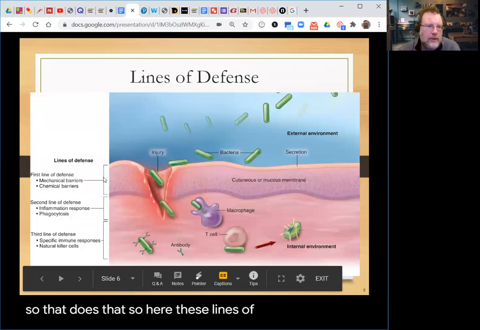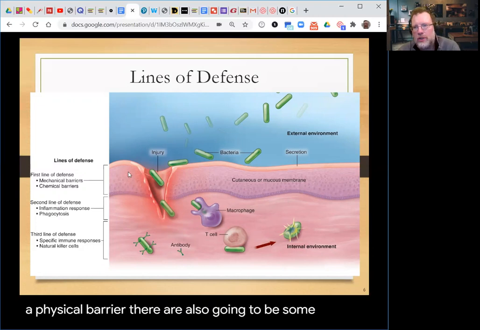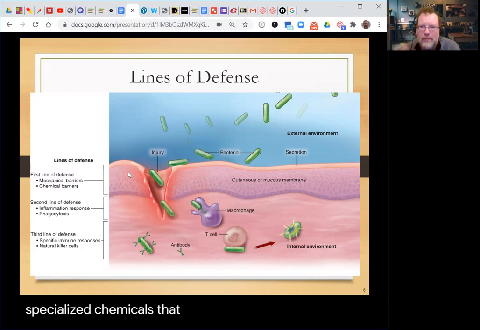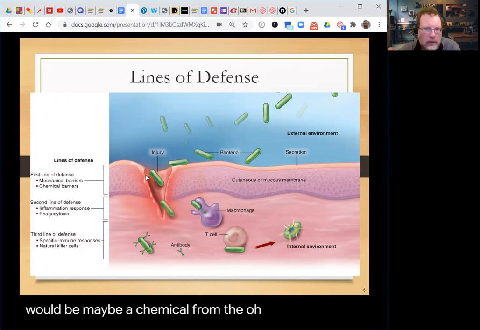So here are these lines of defense I've been mentioning. We see the first line of defense involving some sort of cutaneous or mucous membrane, a physical barrier. There are also going to be some specialized chemicals that may help, again, to keep some of these bacteria at bay. So we do have some antibacterial capabilities, some chemical barriers contained within those. We'd see maybe sebum, a chemical from the oil glands. But anyway, first line of defense, chemical barriers. Let's see, second line of defense.